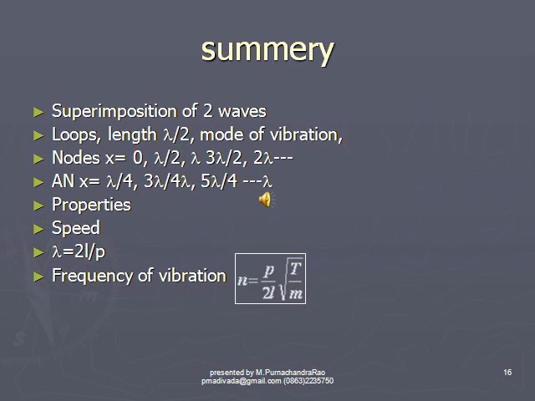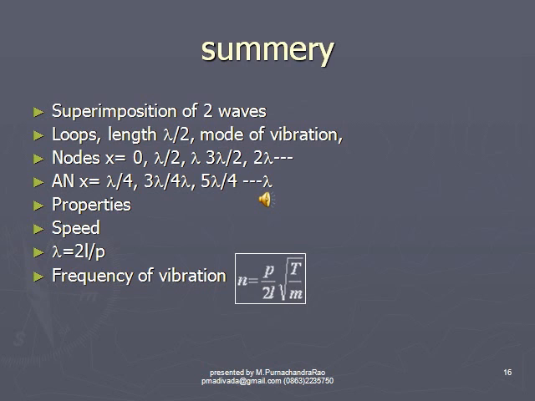Then the positions of nodes will be obtained from the following relation. Let us suppose that the left extreme end is x = 0. So at that end, a node will be formed. From that, at a distance of λ by 2, another node will be formed. At λ, 3λ by 2, 2λ, etc. are the distances of the positions of nodes from one end.